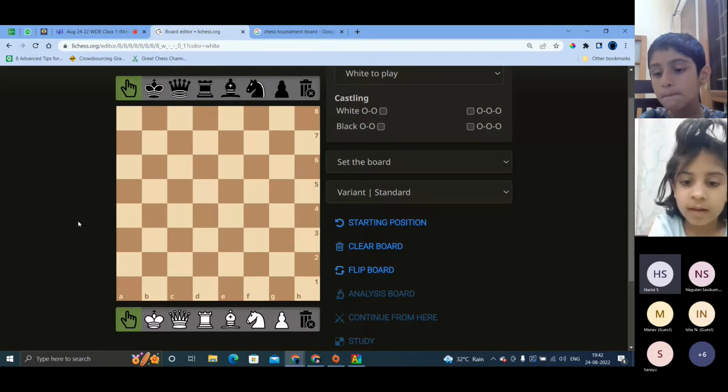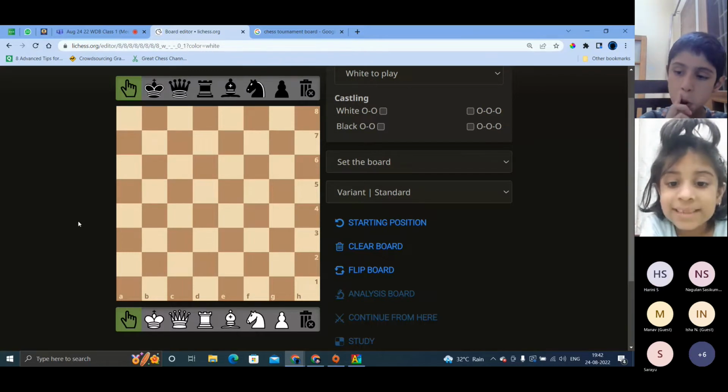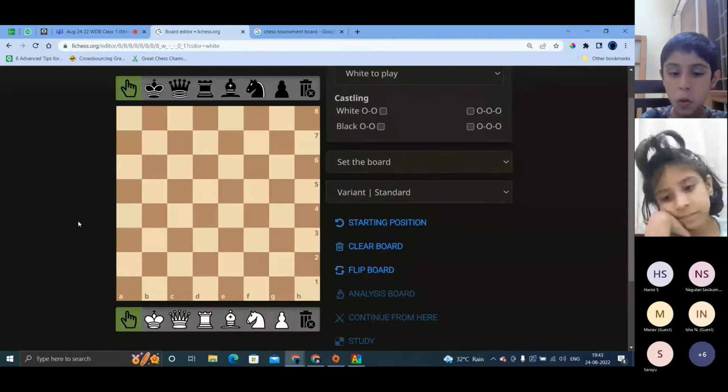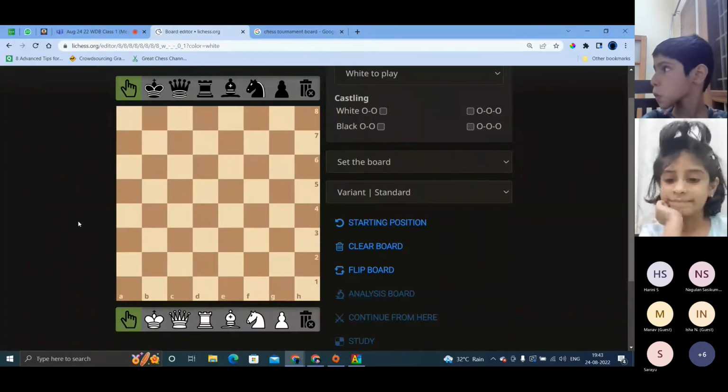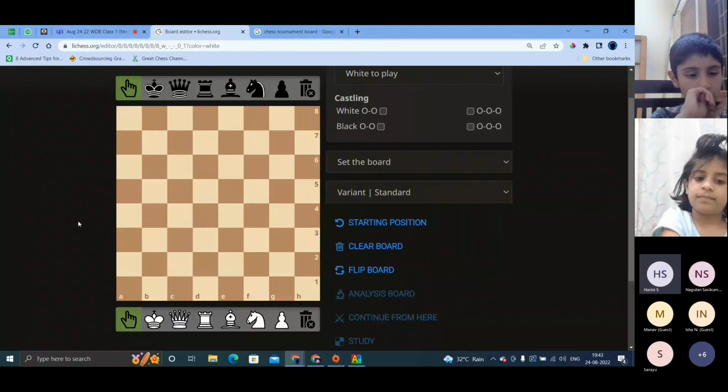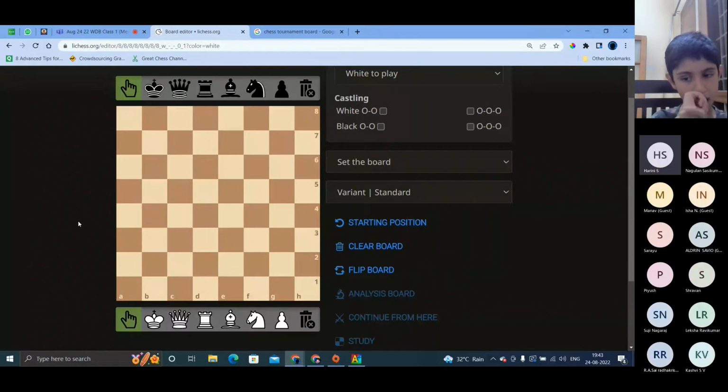Kashvi, B5. B for ball, B5. B5 is a light square, ma'am. Leksha, tell me D2, is it a light square or a dark square? A light square, ma'am. D2, D for doll, D for dog, D2. First point it out on the chessboard. Dark square, ma'am. Okay, dark square, right? Be on mute. Now Manav, C6, light square or dark square? C6.